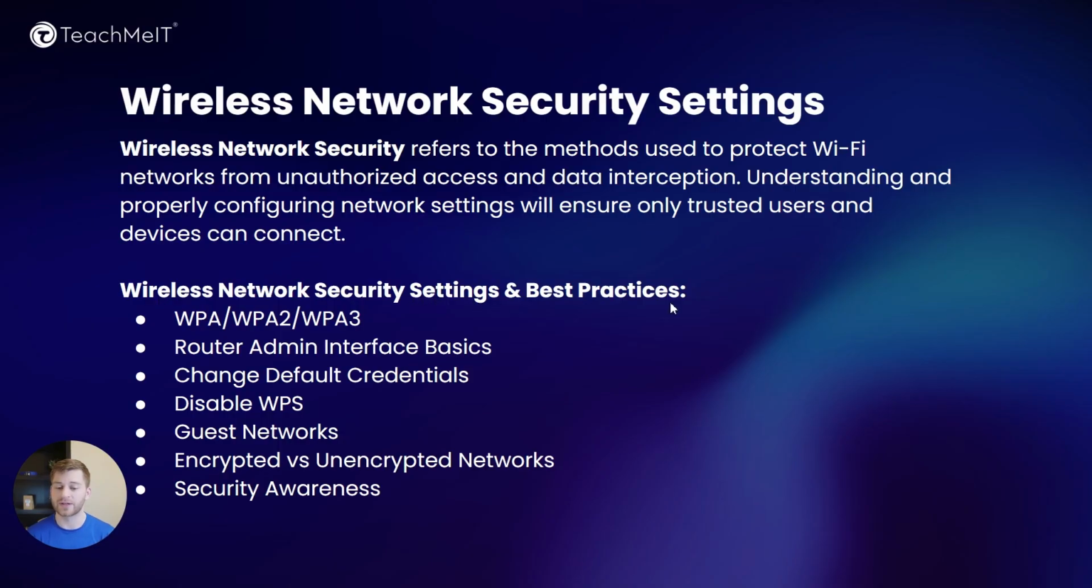Wireless network security settings and best practices that we're going to be covering: WPA, WPA2, WPA3. Remember, WPA3 and WPA2 are the most common and newest ones. WPA, not really that secure. Router, we're going to be talking about router admin interface basics, how to change default credentials or why you should change default credentials, disabling WPS, guest networks, encrypted versus unencrypted networks, security awareness. Again, we've already covered these topics. I'm just going to briefly go through these as a refresher, just because this does have to do with security.